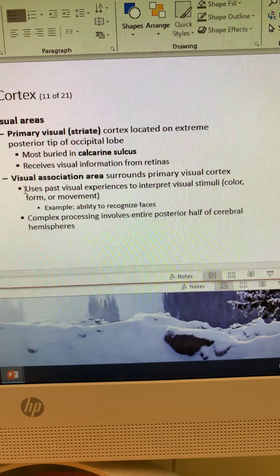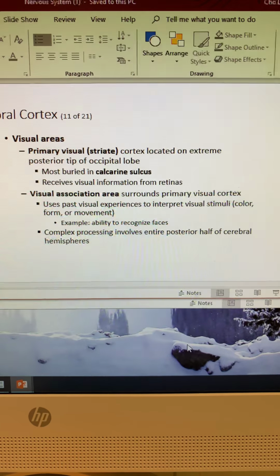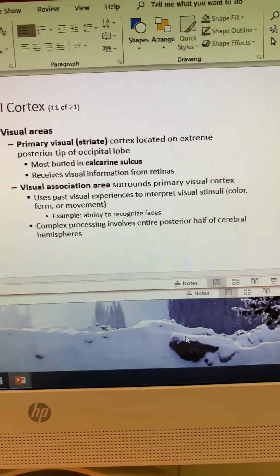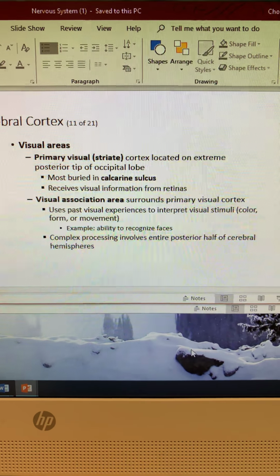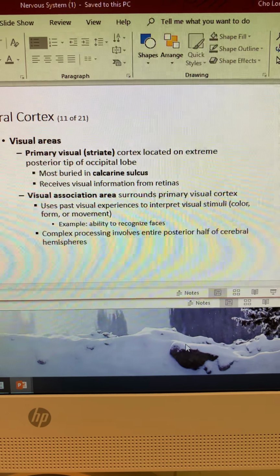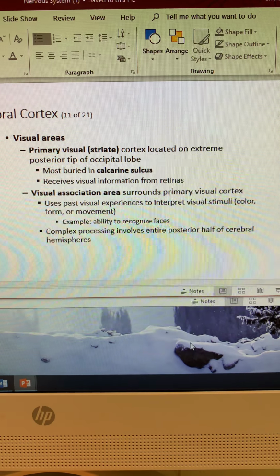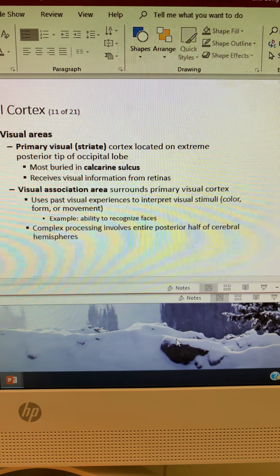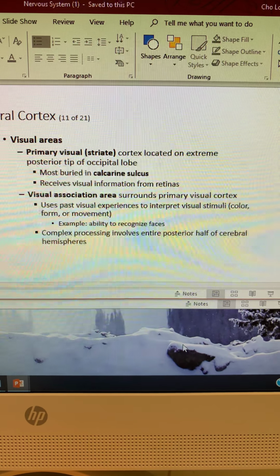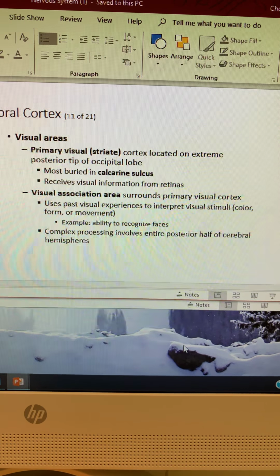Visual association area actually uses past visual experiences to interpret visual stimuli like color, form, or movement. So one of the things that it does, then, is give you the ability to recognize faces and shapes and forms, for example. Complex processing involves the entire posterior half of the cerebral hemispheres.